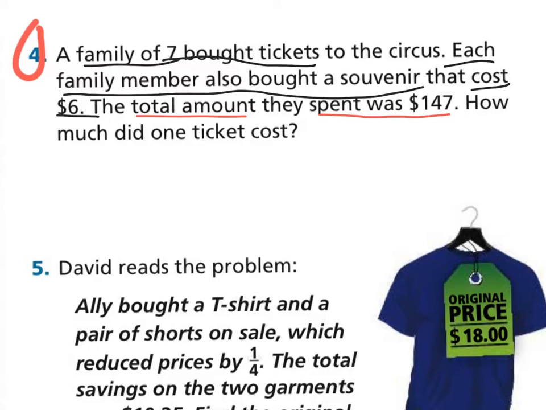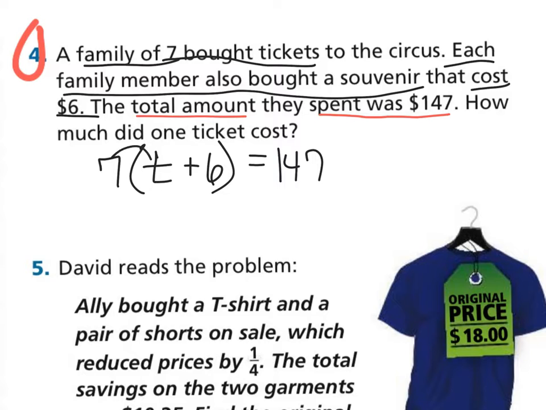So one option for doing an equation here, we have 7 people. Each of them bought a ticket and a souvenir that was $6. So for tickets, we would maybe define a variable here, let T represent the cost of one ticket, would be a good idea. So each person is spending T for their ticket plus $6. And then that total is 147. If we do it that way, we would start out by distributing and then work from there.